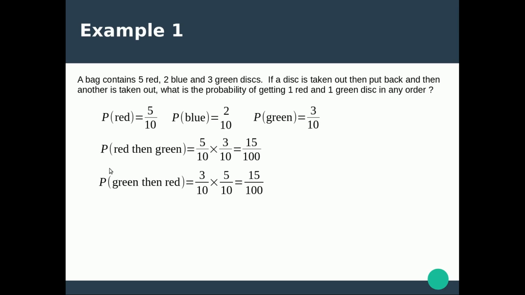Now, both of these would be considered success, so I'm quite happy to get this or this. And the or means we've got to add. So the probability of getting 1 green and 1 red is this probability, add this probability, which gives us 30 over 100. And this is our final answer. If you wanted to put 3 over 10, of course that's perfectly okay.